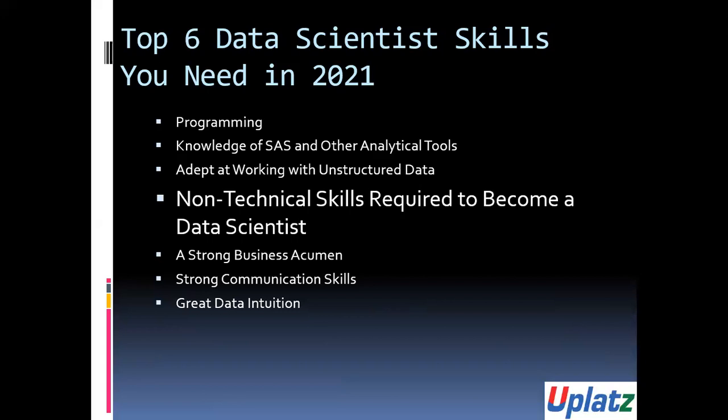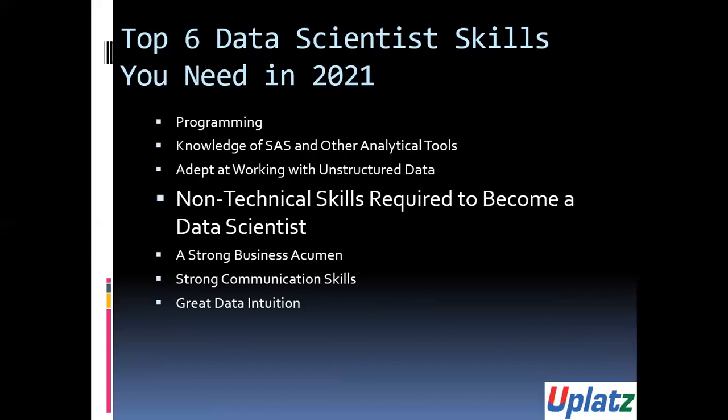So the first skill you need to have is programming. You need to have knowledge of various programming languages, most preferably Python, Perl, and R. Python is the most common coding language required in data science roles. These programming languages help data scientists organize unstructured data sets.